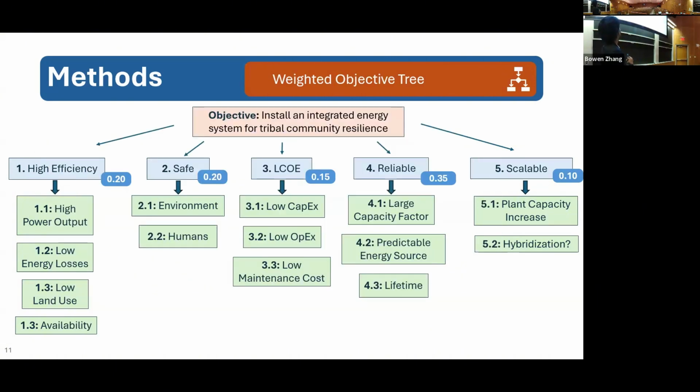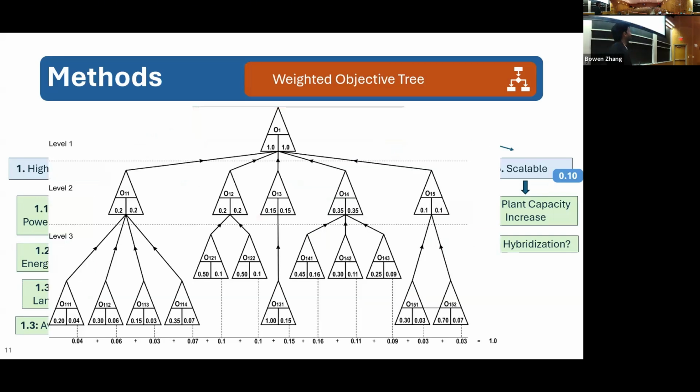Then level two is that it should be highly efficient, safe, have a minimum levelized cost of electricity, and be reliable and scalable. But again, you have to define the sub-objectives in all of these. Under high efficiency, you have to define all these factors. Then in safety, what has to be considered in the safety parameters, what has to be considered in LCOE, in reliability, and in scalability. And considering all of these, you then define all of these.